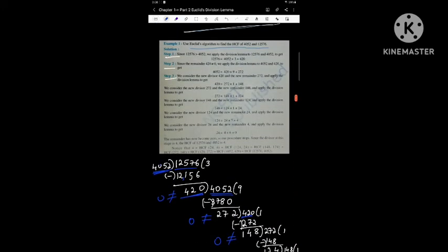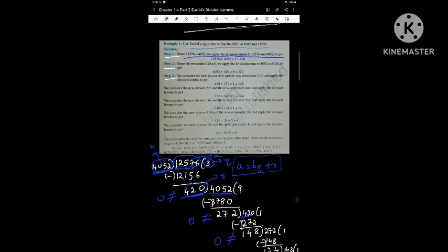Okay, so first, step 1, since 12576 is greater than 4052, we apply division lemma. Since we are writing it in the form of A equals BQ plus R, we mention here that we are applying division lemma to these numbers. Here it is dividend, divisor, quotient, remainder. I'll mention the remainder as R, the quotient as Q, the dividend as A, then the divisor as B. So we can say that A equals BQ plus R, right? So that's what they have done here.